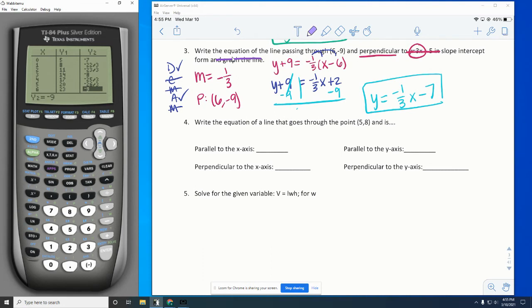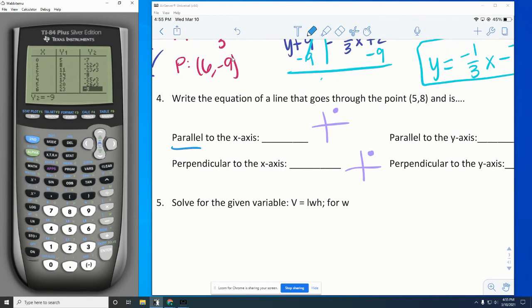Problem 4 wants us to write equations of lines that go through the point 5, 8 and are parallel to an axis or perpendicular to an axis. So we're going to draw a couple of quick pictures here to explain it, and then once we've drawn our pictures, we will write our equations. So the point 5, 8 on all of these is going to go to the right and up. So it doesn't really matter where you put it as long as you see that it's going right and up.